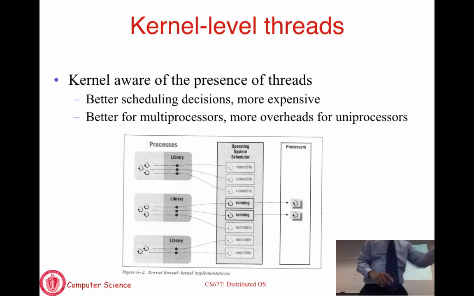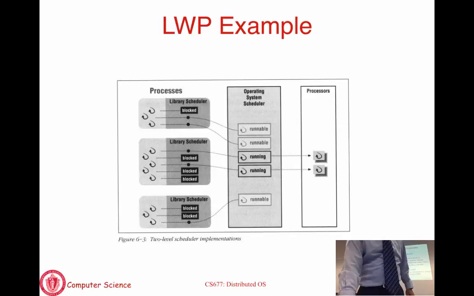I'm going to just show one picture because there's a question, but we'll come back to it next time. There are hybrid models as well. They're referred to as lightweight processes, where the kernel is actually aware of the presence of threads, but you can also have library schedulers to manage your own threads. And then you can figure out how to map user level threads to kernel level threads and so on.